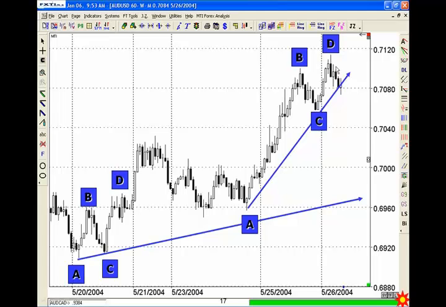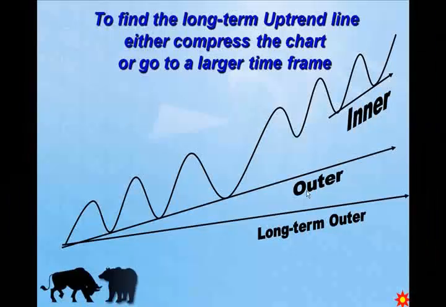Now, it's important to draw the inner and outer, because when we get breaks from the inner trend line, the market usually goes and looks for the outer trend line. We got a high probability that it will bounce at the outer trend line.